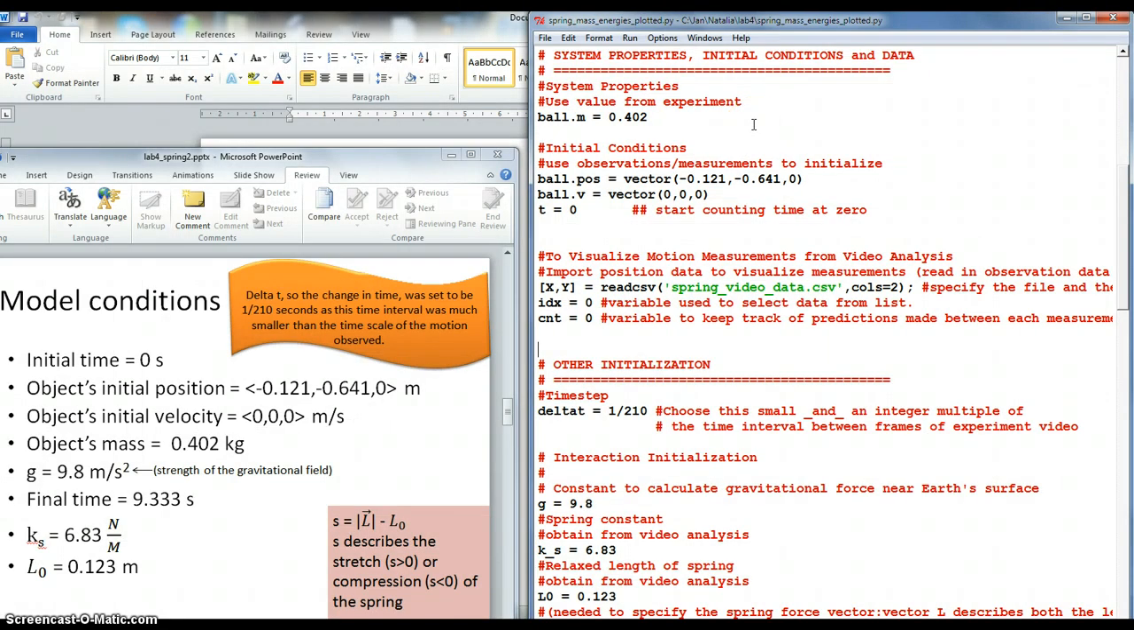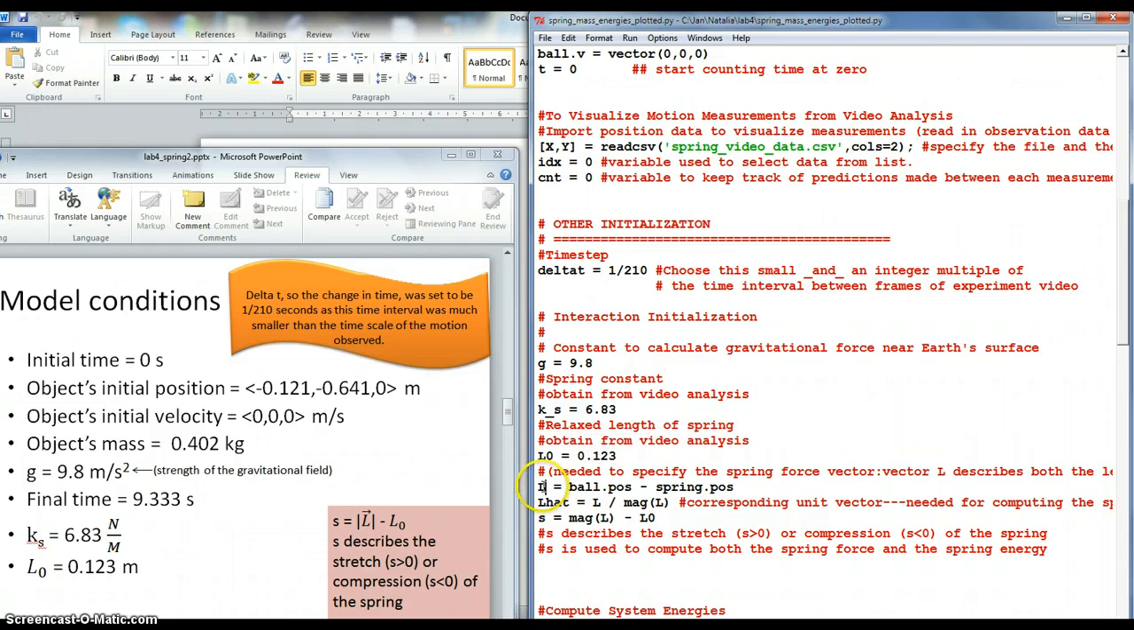This is the model. Observations from the video provided the initial conditions of the object, so its initial position and velocity. Since the object is released from rest, we know that the initial velocity is 0. These are some of the other values I initialized in the model.